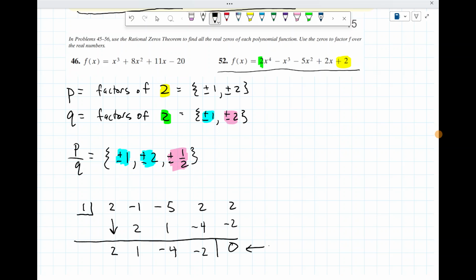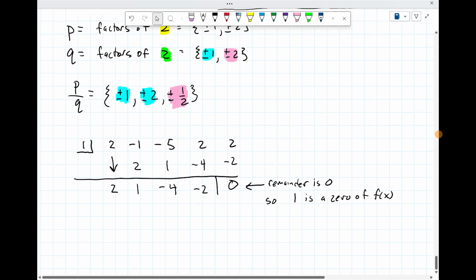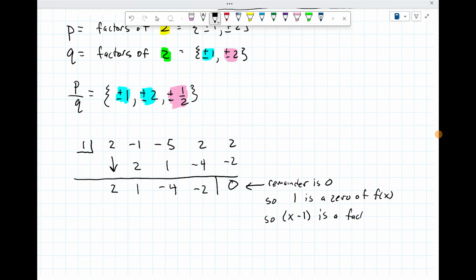So since this is the remainder, since the remainder is 0, that means 1 is a 0 of f of x. That also means that x minus 1 is a factor of f of x.